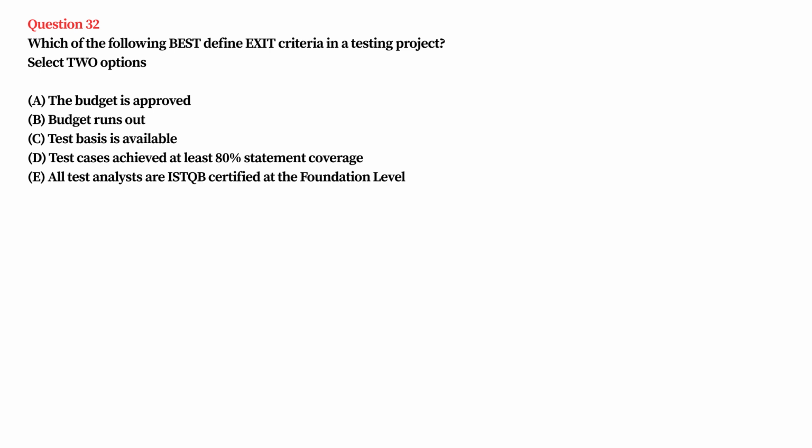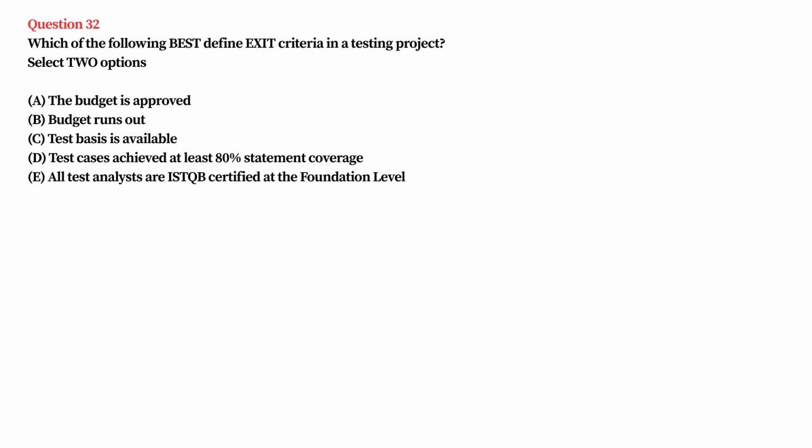Answer A is not correct. The approval of the budget is an example of an entry criterion. It would make no sense to approve the budget for some activity that has already been done. Answer B is correct. Running out of budget can be viewed as a valid exit criterion.